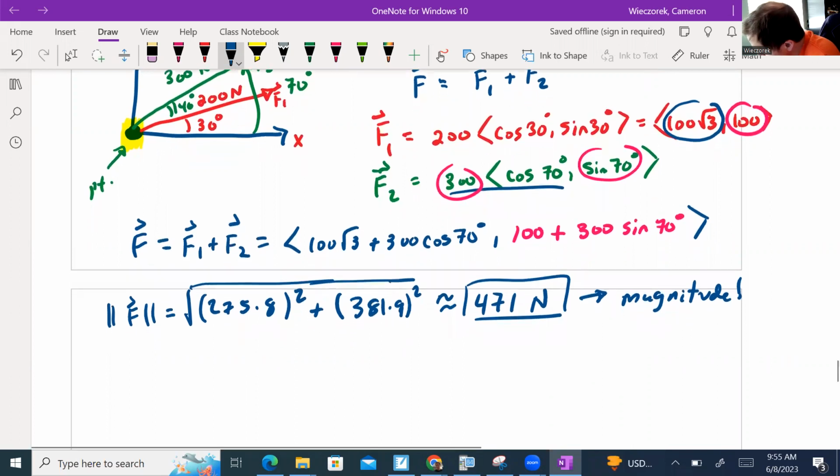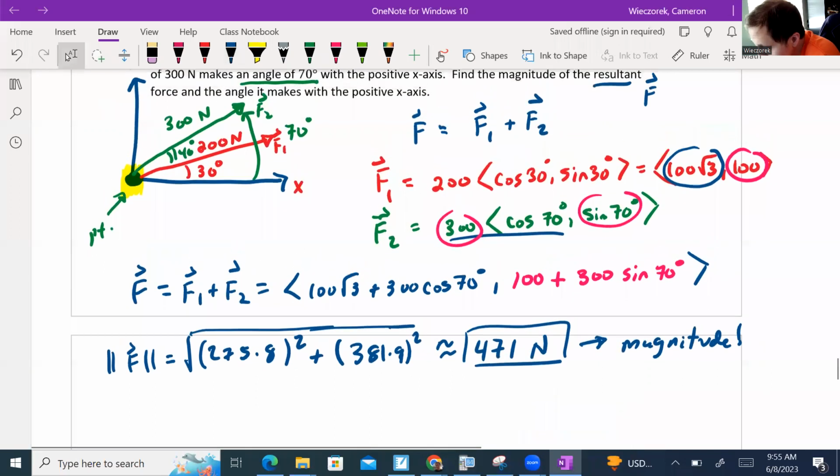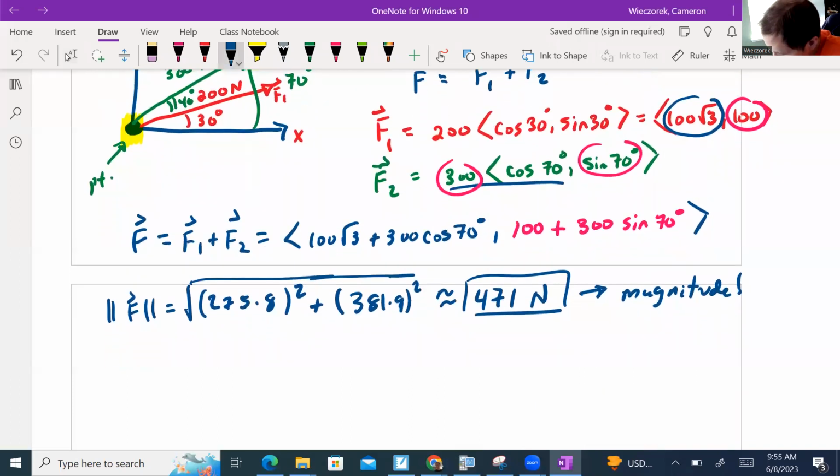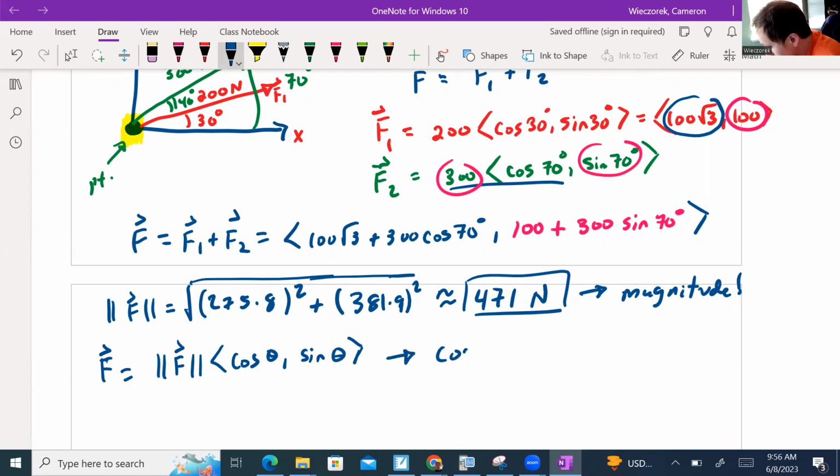let's see. Where did my thing go here? If you remember, this force was the magnitude times the cosine of theta times the sine of theta. So if I want to find the actual angle now, I could either use the x or y component. I know cosine theta is going to equal the x component of the final force, right? Because this is going to end up being two components.